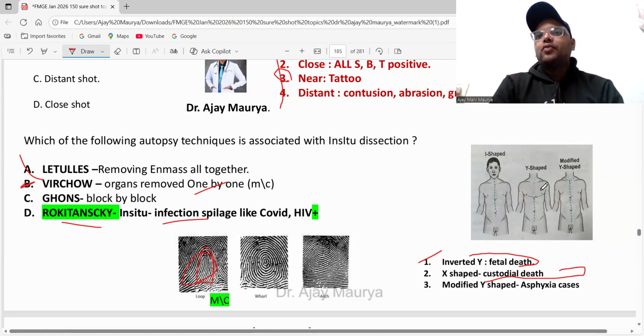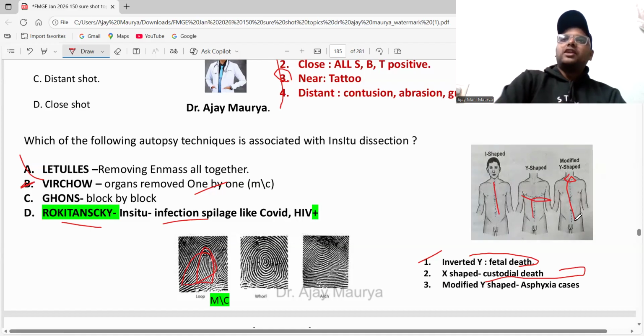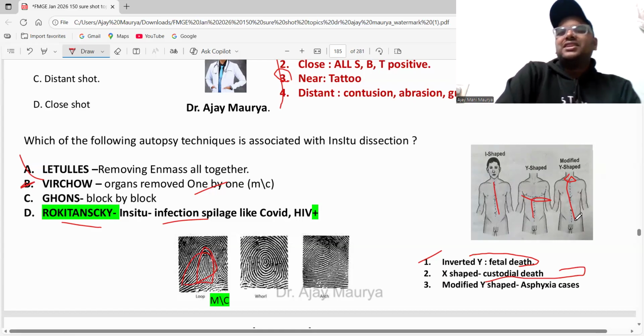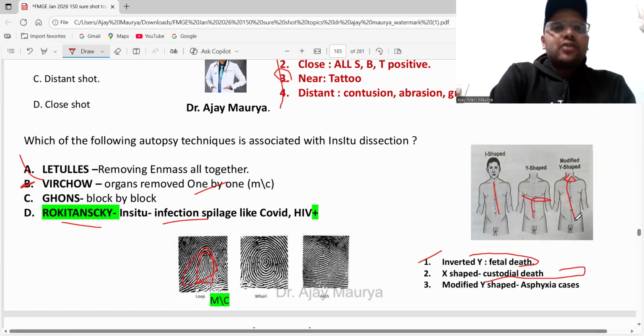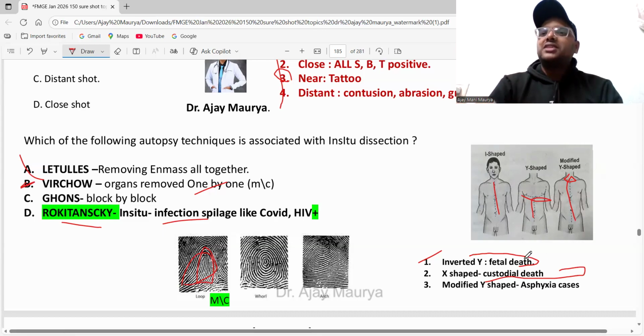This is I-shaped, Y-shaped here, below Y-shaped here. This is the I-shaped here. This is the modified, from the neck we have to do, modified Y-shaped. They will give you the images and you have to identify, or else they will ask a one-liner: there is a fetal death, what type of incision are you going to do? Inverted Y-shaped. In custody, the X-shaped. In asphyxia cases, I think you know the case of Sushant Singh who died because of asphyxia, in the postmortem they have to do the modified Y-shaped incision.